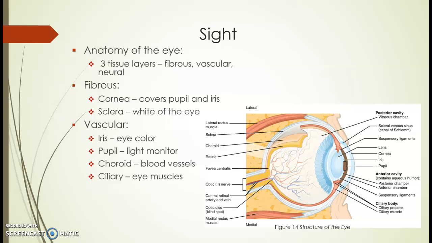The iris, which determines eye color, lies above and below the pupil, basically surrounding it. The choroid is a layer of blood vessels lining the back of the eye between the sclera and the retina, and the ciliary body contains the eye muscles and is behind the iris.